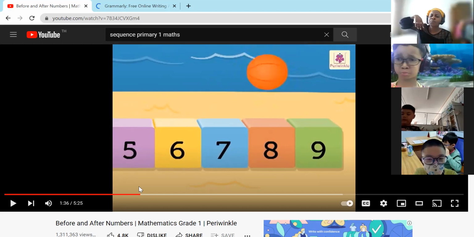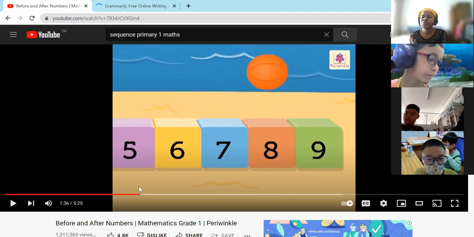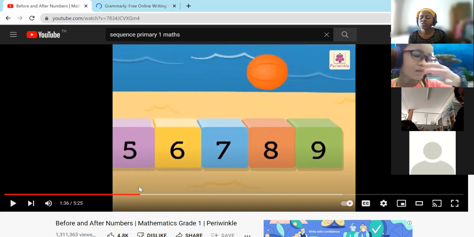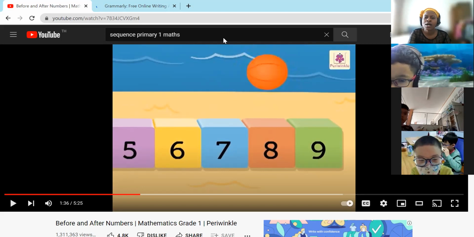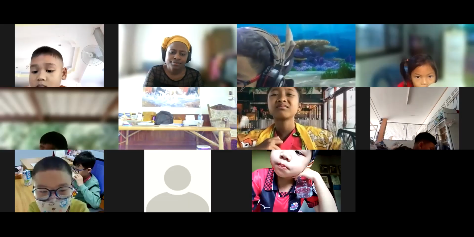6, 7, 8, 9, 10, 11, 12, up to millions, right? And if we say the numbers before 5, it means we are going to go backwards, right? We're going to say 4, 3, 2, 1. That's what we want to do today. So we are going to be using this concept of a ball. Is the ball going forward or backward, right? All right, let's look at this one.